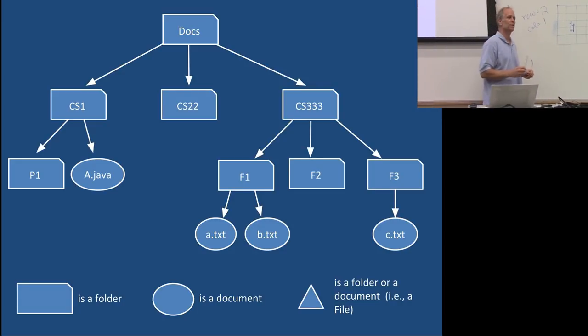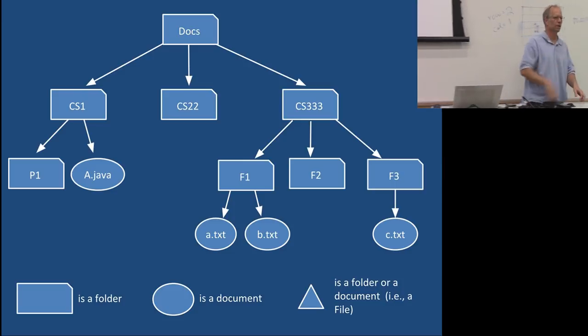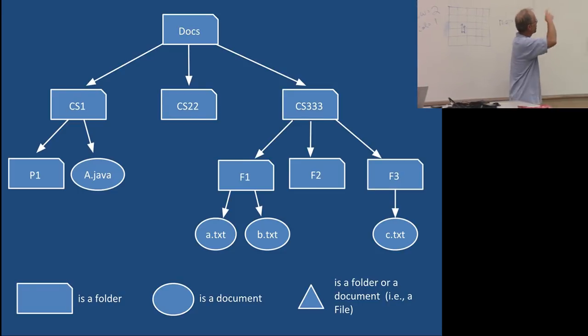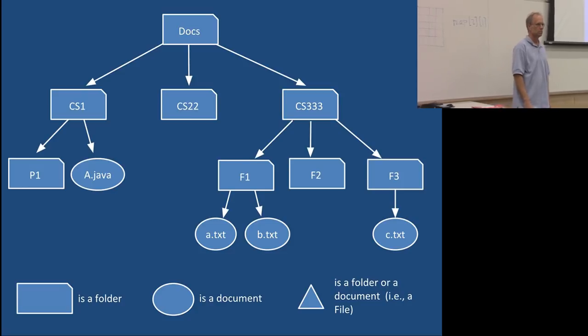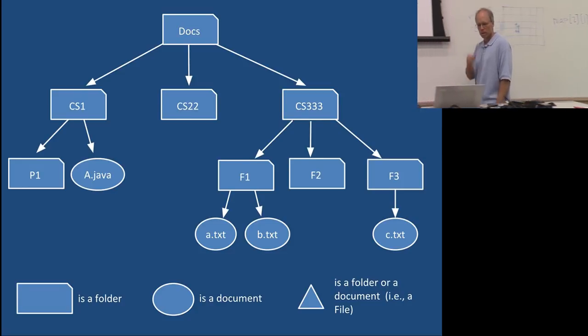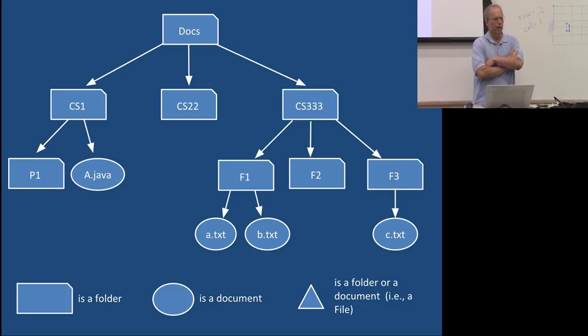Now, what kind of tree is this? Is this a binary tree? No, this is not like the pedigree tree. It's like the descendant tree we talked about. The number of branches out of a folder just depends. Okay. Nevertheless, I claim there are only 2 kinds of file systems.